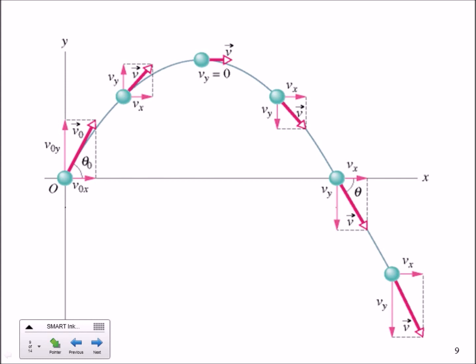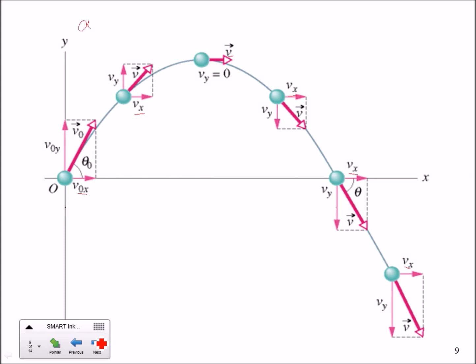So this is the picture that we saw earlier. It's just blown up a little bit more. This is showing the path of the ball, and it's showing the velocity vectors. This shows that the x component of the velocity stays the same during the flight. And the y component of the velocity gets smaller and smaller. At the highest point, the y component of the velocity is 0.